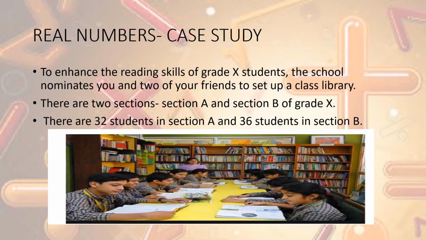Let us first understand what the problem is. To enhance the reading skills of grade 10 students, the school nominates you and two of your friends to set up a class library. And there are two sections, section A and section B of grade 10th. There are 32 students in section A and 36 students in section B. So we are having one image of class library. This is just the understanding of the case study. Now we are going to solve the questions based on this case study.